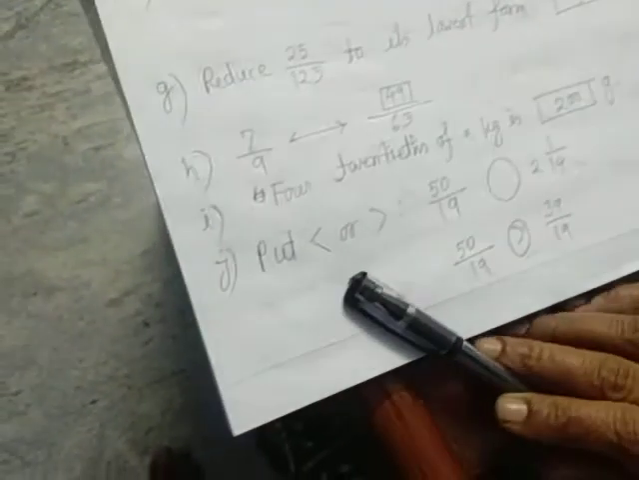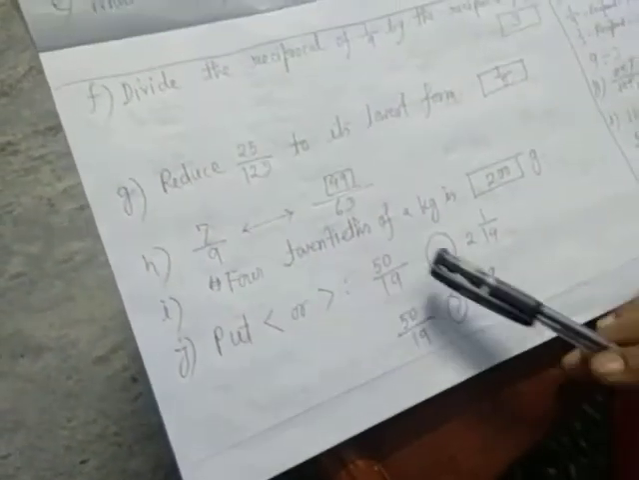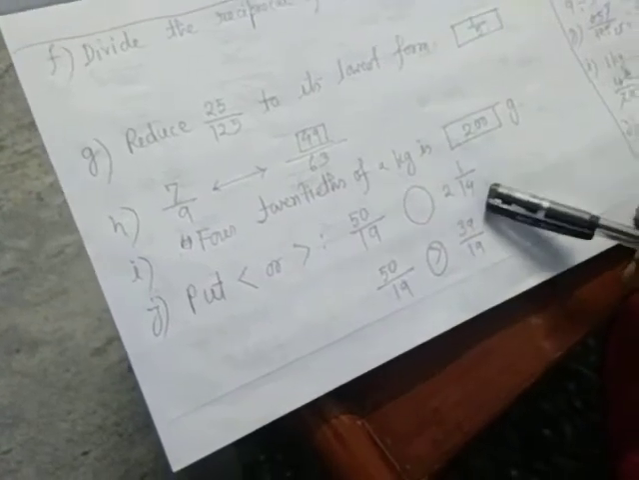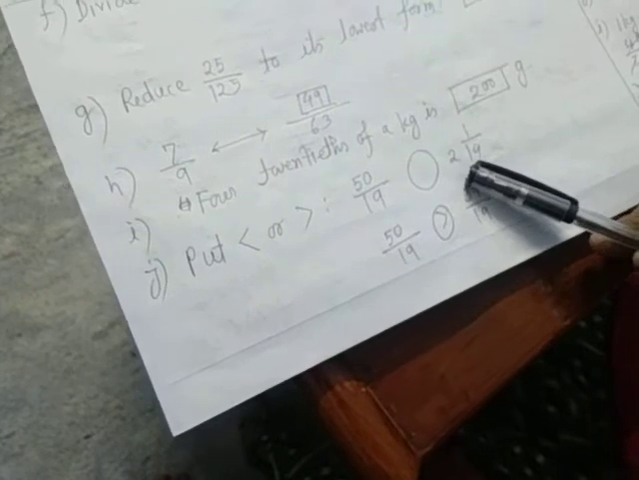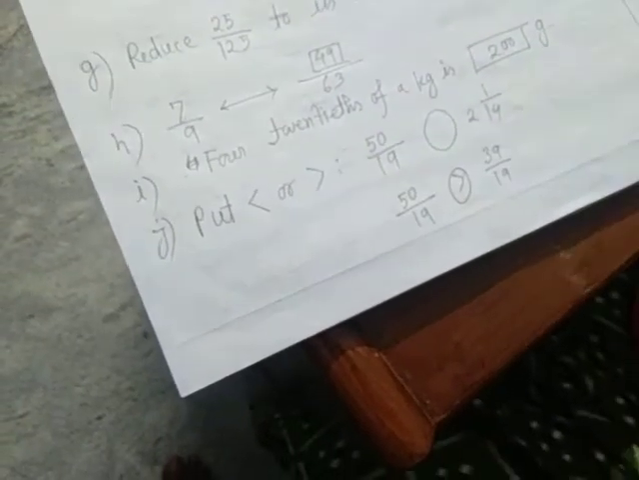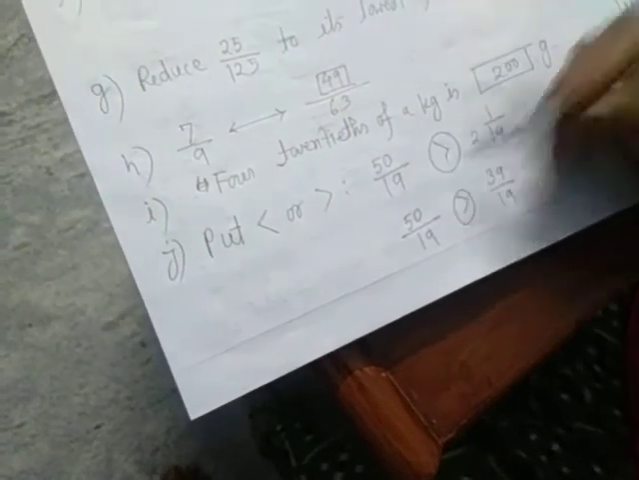Okay, put less than or greater than or equal to. 50 by 90 and 39 by 90. 50 by 90 is greater than 39 by 90, so the sign will be greater than.